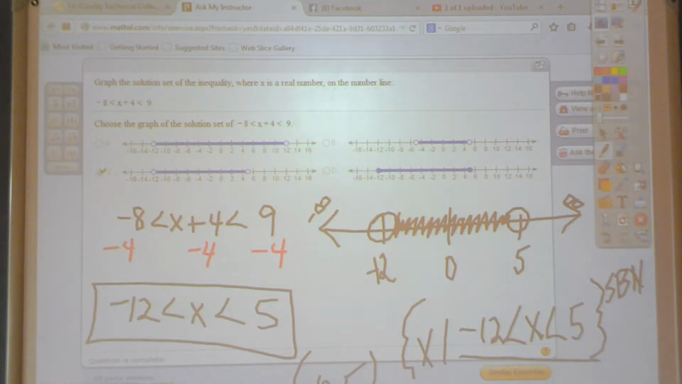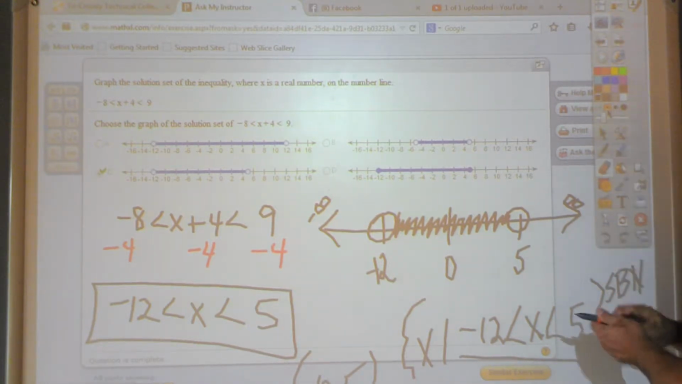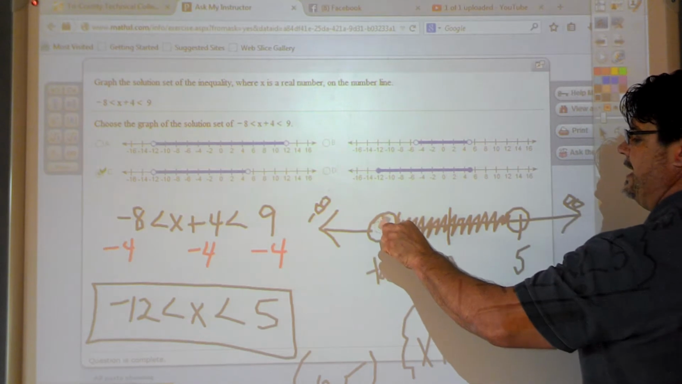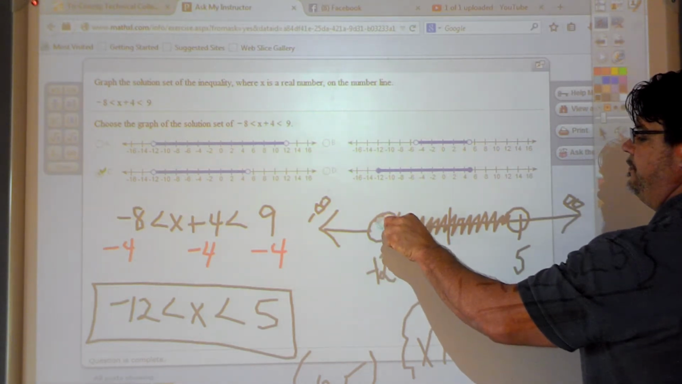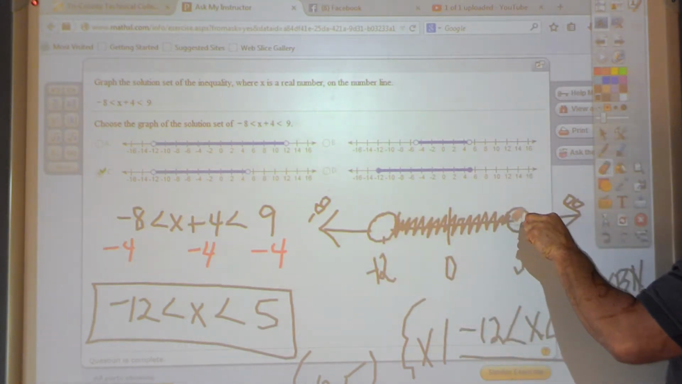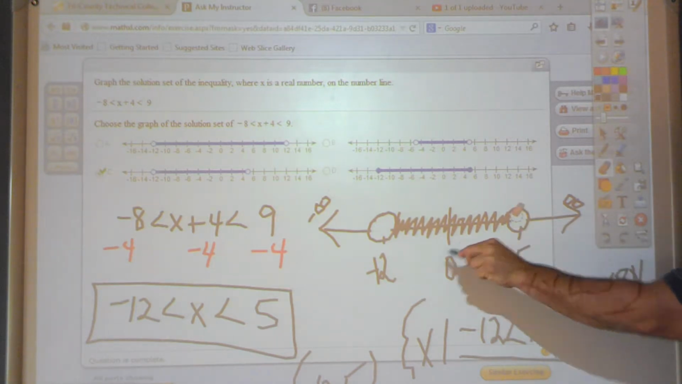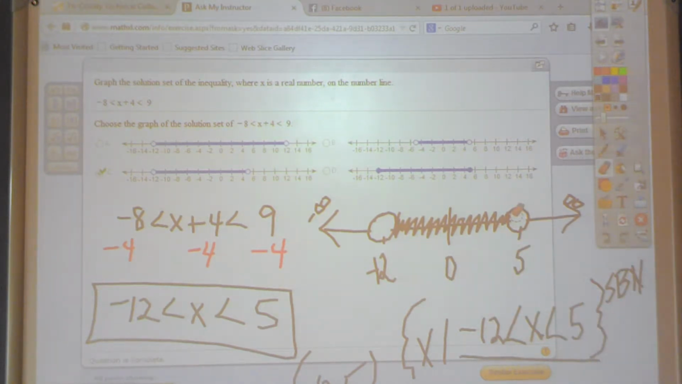So your solution set is between negative 12 and 5. Do we include negative 12 and 5? Yes or no? No, you do not, because that's what the parentheses and open circles mean. I like to tell people to take your eraser and erase what's inside of the open circle. That will remind you that you can't use that number.